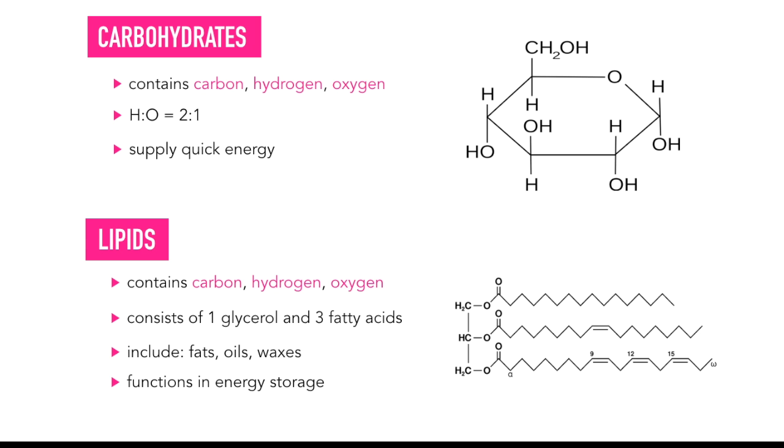So let's talk about carbohydrates. Carbohydrates contain carbon, hydrogen, and oxygen, and the hydrogen to oxygen ratio is 2:1. For example, glucose. Glucose is represented by the diagram on the right, and the glucose formula is C6H12O6. It has 12 hydrogen and 6 oxygen, so it has the ratio of 2:1.